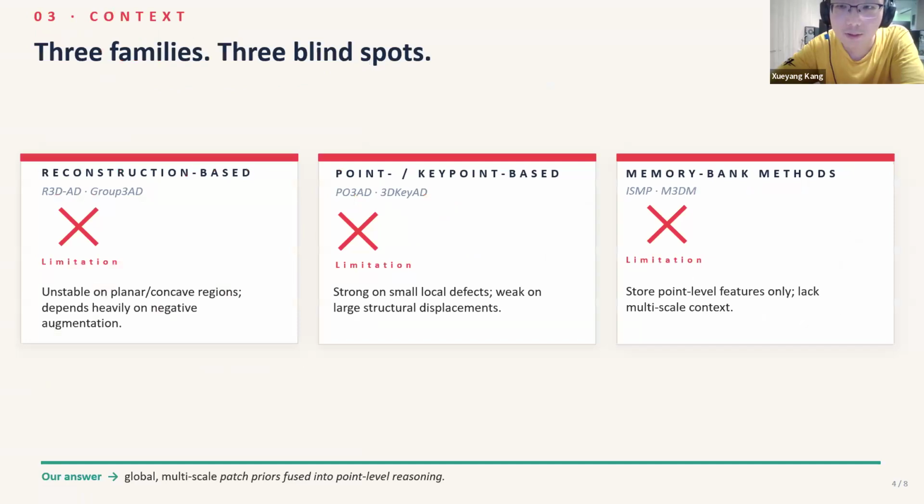Three families of methods are listed here. Reconstruction-based methods like R3D-AD become unstable on flat and concave regions, and they require a lot of negative augmentation. Keypoint and point-wise approaches such as PO3AD excel at small local defects but lose large structural displacements. Memory bank methods like ISMP store only point-level features and miss multi-scale context.